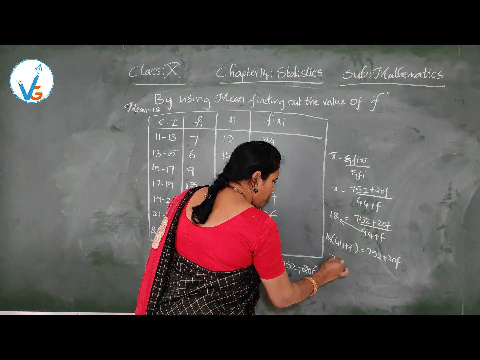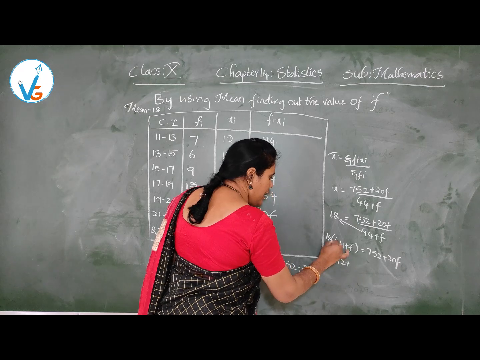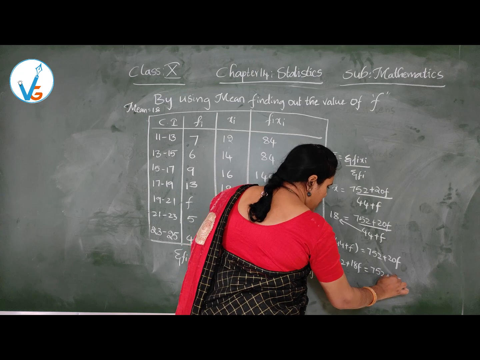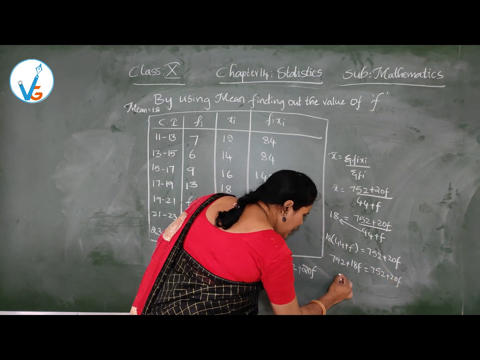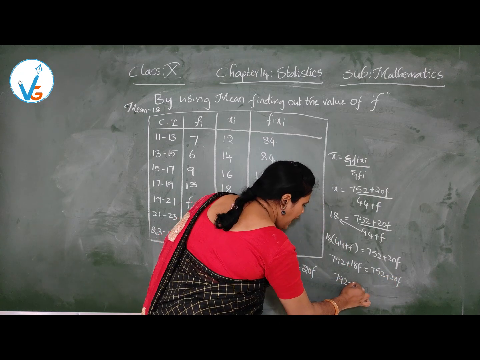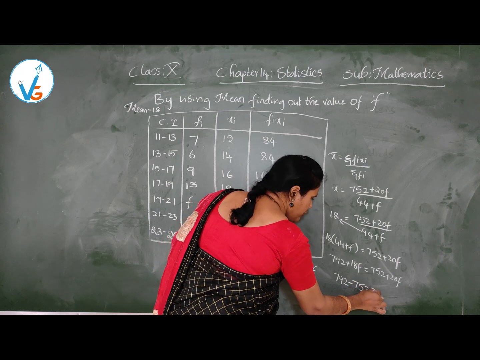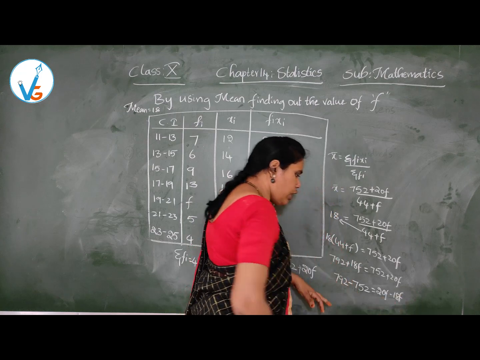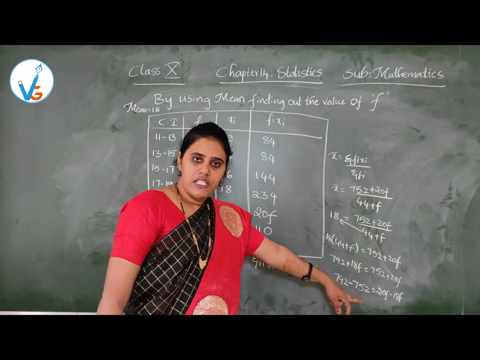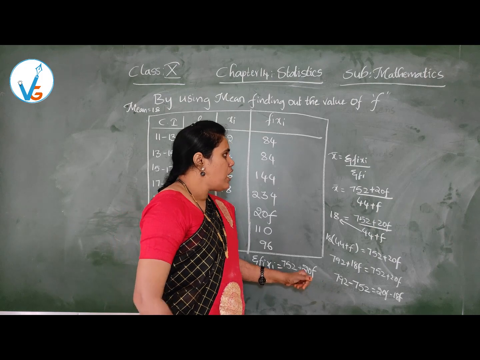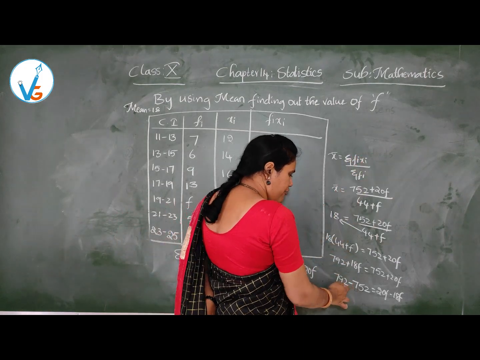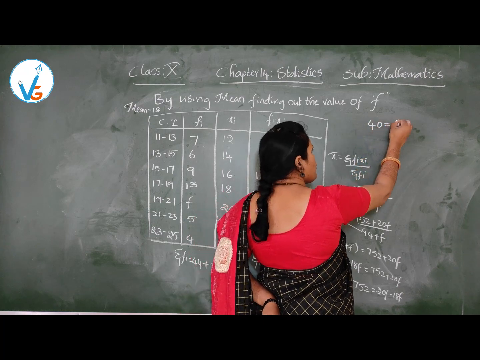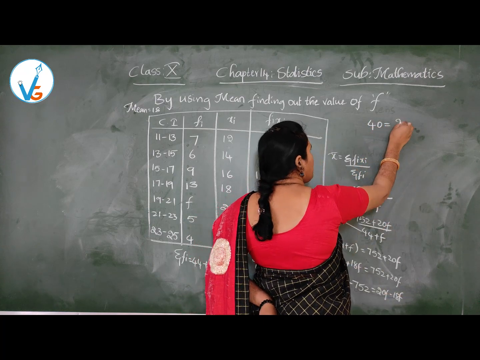Next, 18 into 44 will be 792, plus 18 into f will be 18f, which equals 752 plus 20f. Next, 792 minus 752 equals 20f minus 18f. Here I have brought the f terms to one side and kept the constants on the other side. Now if we subtract these two values, I will get 40. 40 equals 20 minus 18, which is 2f.